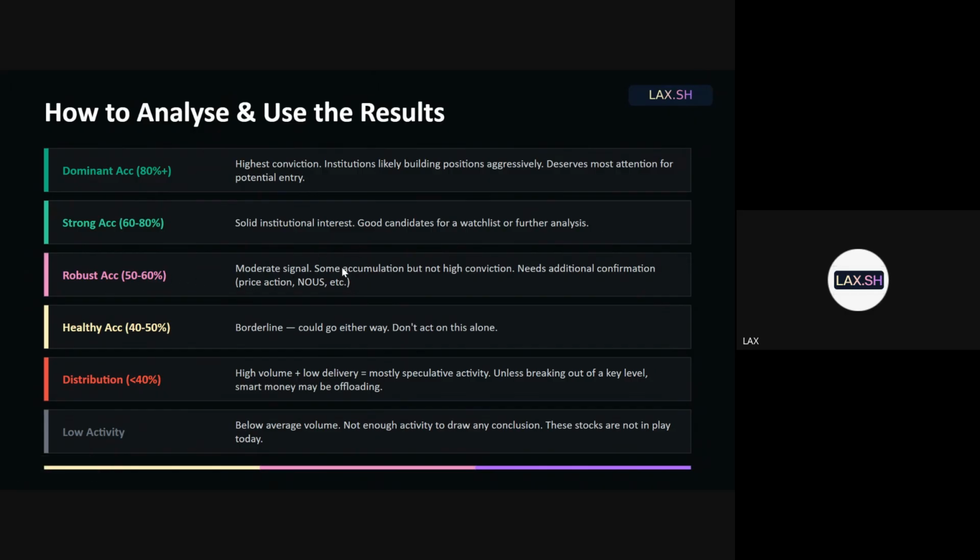Robust accumulation is a moderate signal, some accumulation but not high conviction, and needs additional confirmation from price action moves. Healthy accumulation is borderline, could go either way. Don't act on this alone. You have to wait for a few more days and a few other things to align.